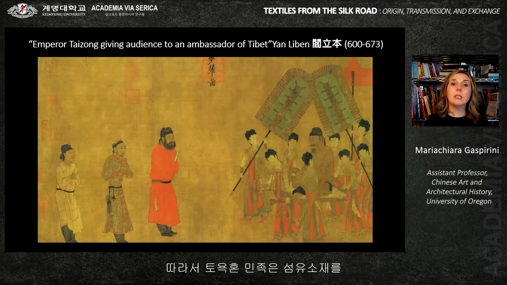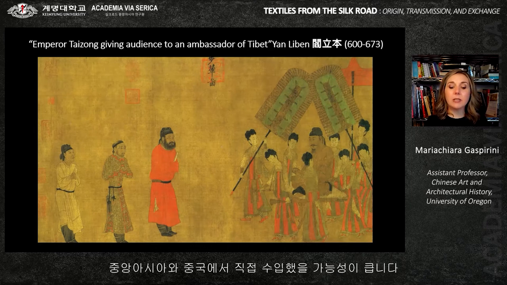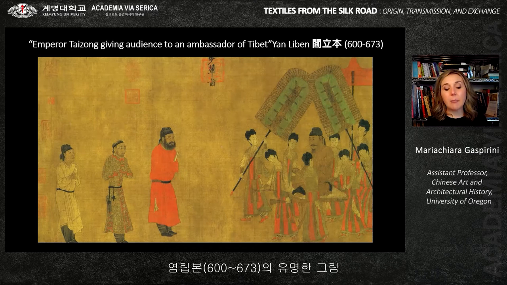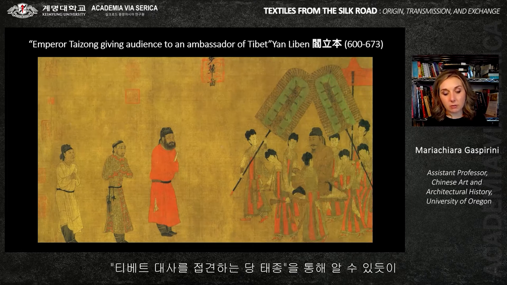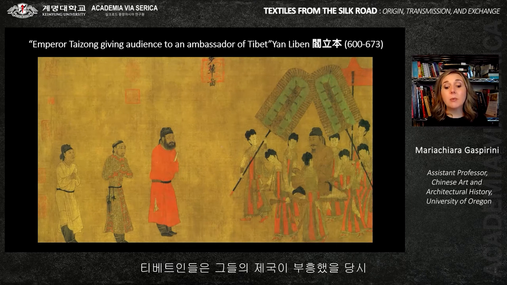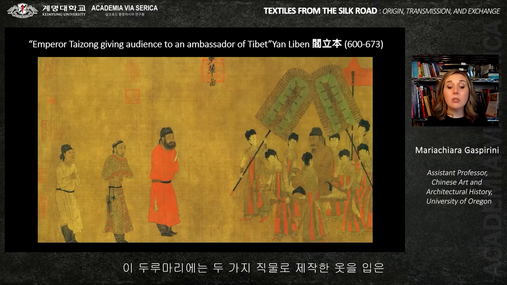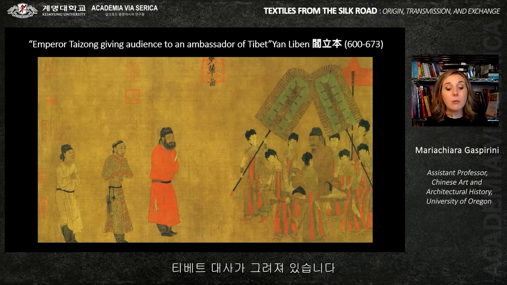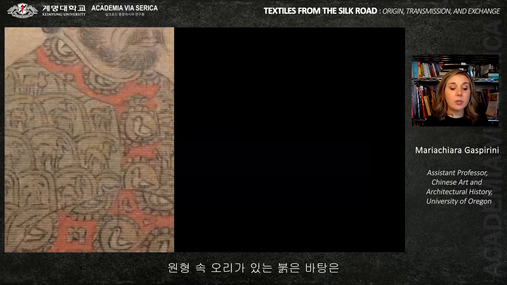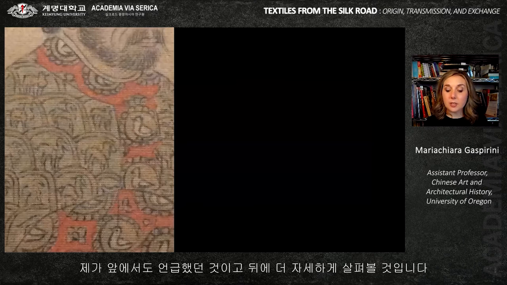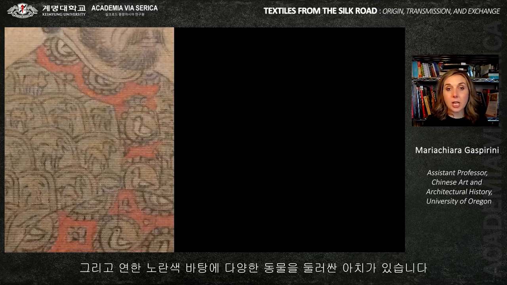Therefore, it is likely that the Tuyuhun directly imported textile material from both Central Asia and China, as is seen in the famous painting Emperor Taizong Giving Audience to the Ambassador of Tibet by Yan Liben. The Tibetans were already accustomed to Central Asian textiles at the rise of their empire. The scroll illustrates the Tibetan ambassador, or perhaps a Tuyuhun, wearing a robe made of two types of textile: a red ground featuring ducks in roundels, like the type previously discussed and that I will discuss further later, and arches enclosing various animals on a beige yellow ground.